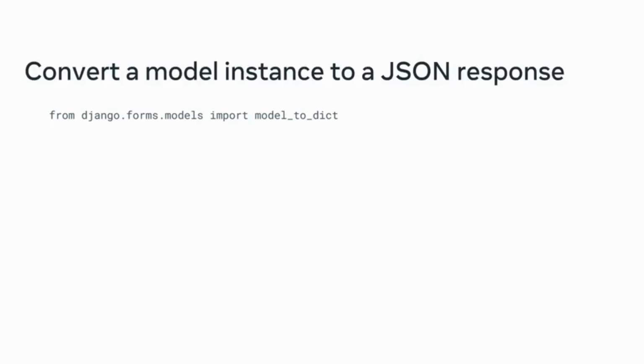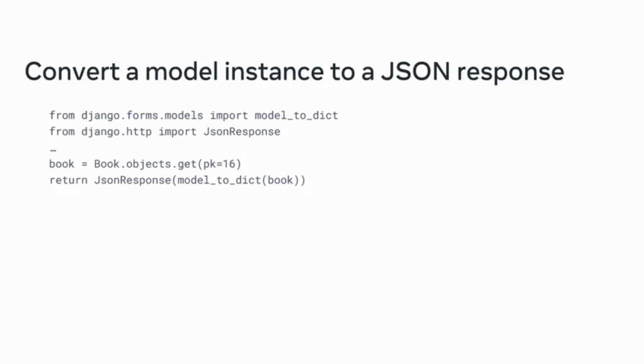First, import the model_to_dict function from the django.forms.models module and the JsonResponse class from the django.http module. Now you can retrieve a single book record for the book ID and convert it to a JSON object. Next up, you will learn how to edit and delete a single book.